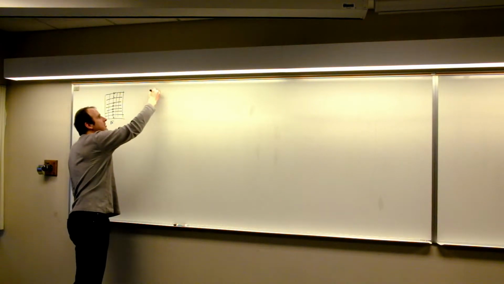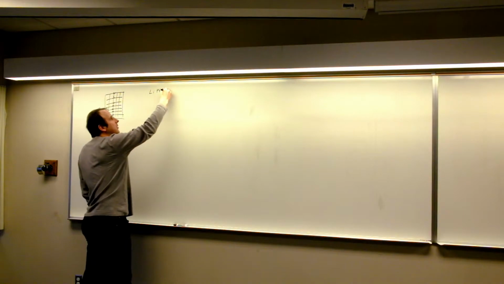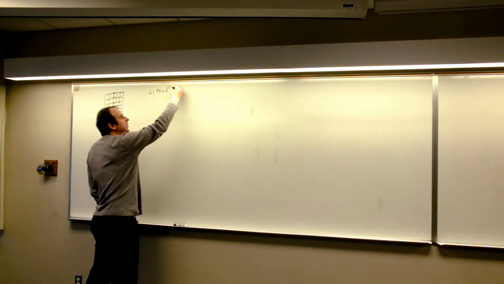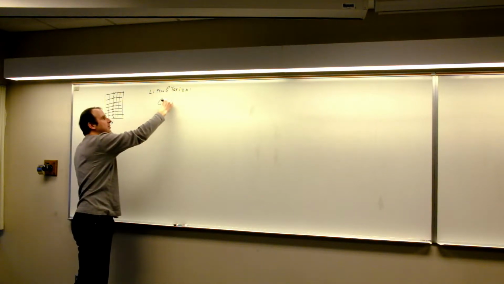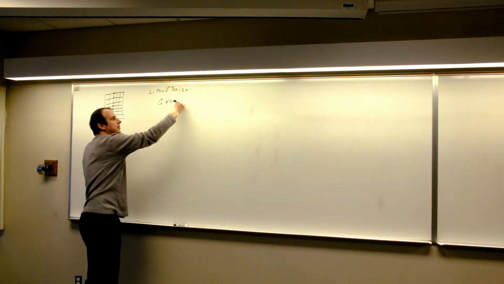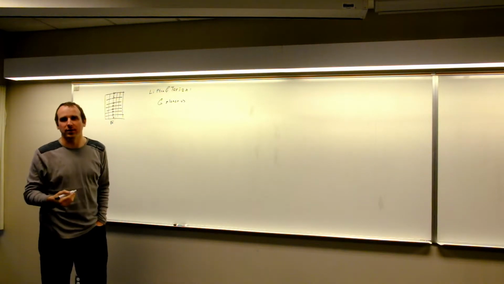There is a result of Lipton and Tarjan from the 70s that tells you that if G is planar, then it has a balanced separator of order roughly square root of the number of vertices.